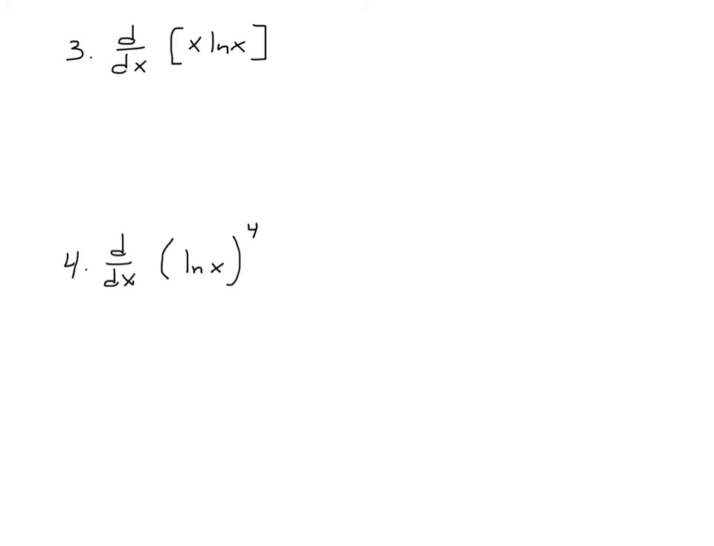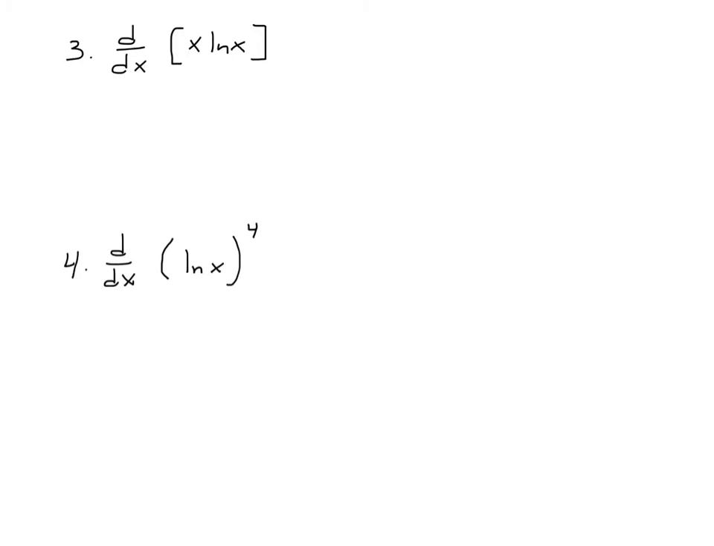Now let's take a look at a couple other examples here. These ones are going to be a little bit more complicated in terms of the derivative because of the types of functions you're working with. So let's look at number 3. I want to find the derivative with respect to x of x times the natural log of x. Well, in this problem, you'll notice that I am dealing with a product. I have a natural log in there, so I've got to work with that, but it is a product.